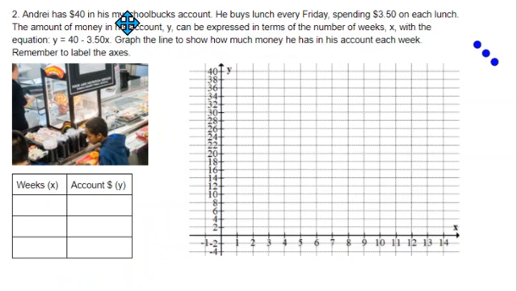Andre had $40 in his My School Bucks account. He buys lunch every Friday, spending $3.50 on each lunch. The amount of money in his account y can be expressed in terms of the number of weeks x with the equation y equals 40 minus 3.50x. Graph the line to show how much money he has in his account each week, and remember to label the axes.